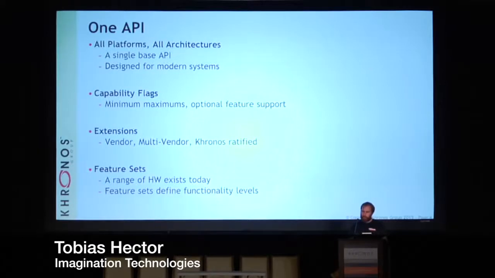And one of the new things that went out in the press release is that we've now got feature sets as well. We're only really defining the mechanism for this, but the idea is that feature sets will define functionality levels, typically defining capability flags and optional feature support to be guaranteed. And while Khronos may define some of these, the option is also there for platform vendors to define them.